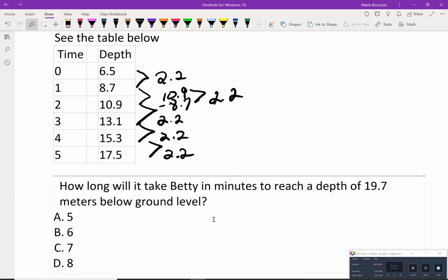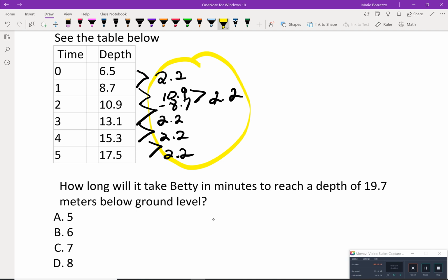Just using this concept to start, since we know it's approximately a 2.2 minute difference, if I add 2.2, I would be at minute 6, and that would put me at 19.7. So that would make B your answer choice. Now that was very simple because they gave you something that is pretty direct.